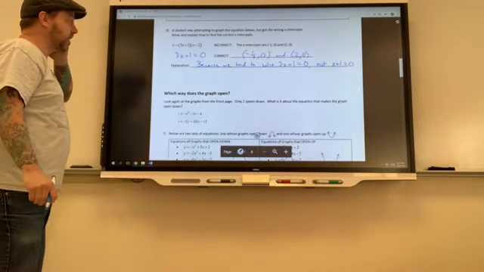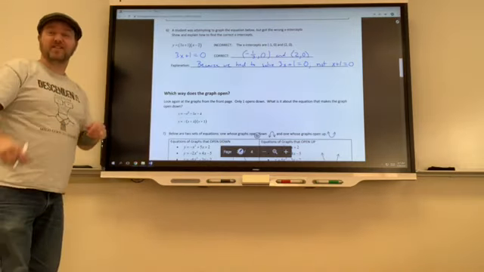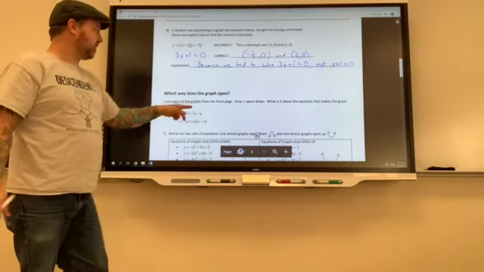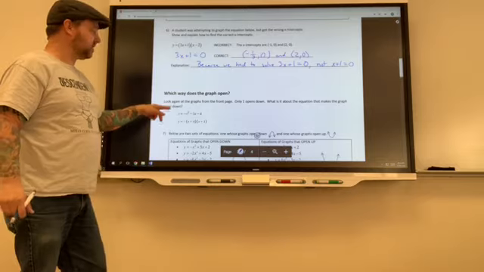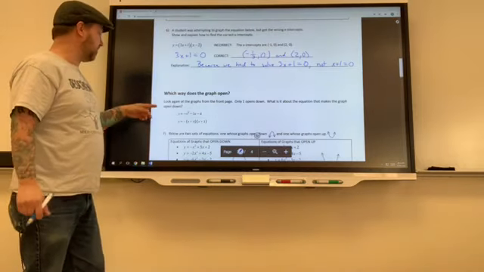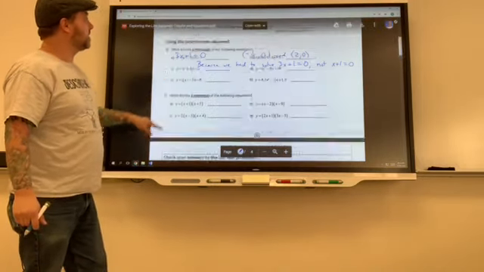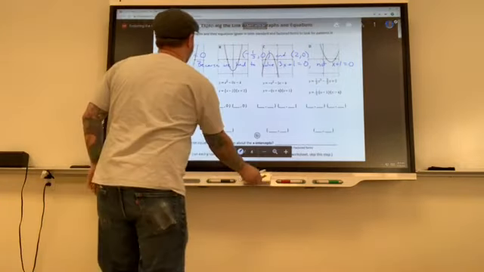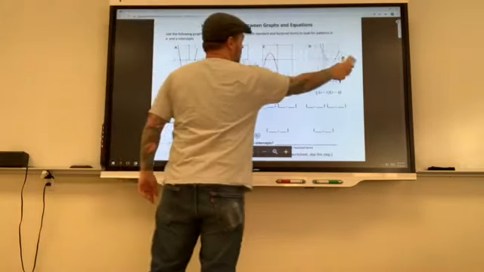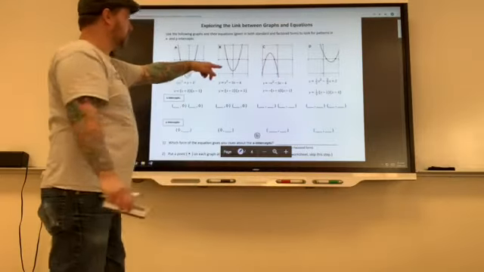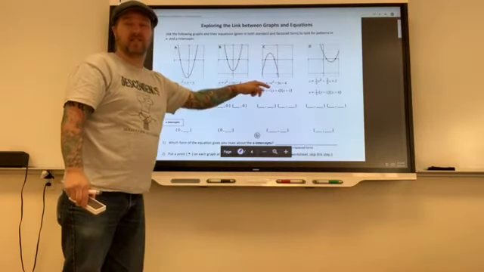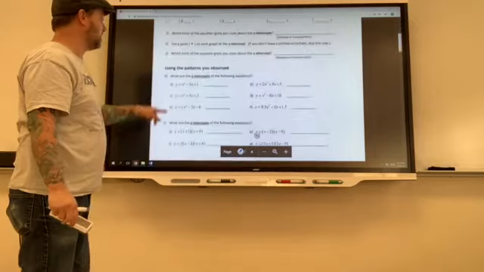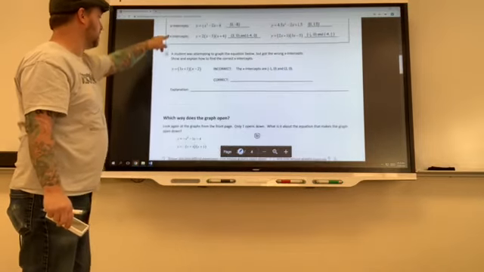All right, which way does the graph open? We already looked at this, didn't we? If only one graph opens down, what is it? It was the negative, right? So looking back, opens up, opens down, that's the one with the negative. All right, cool.